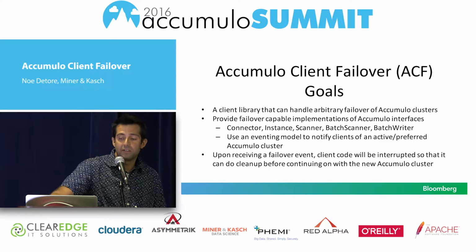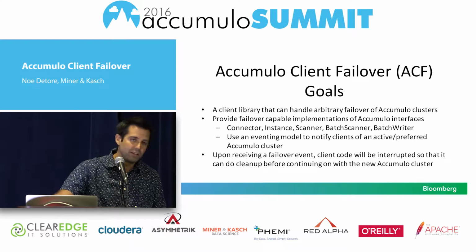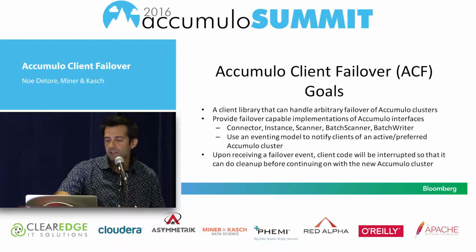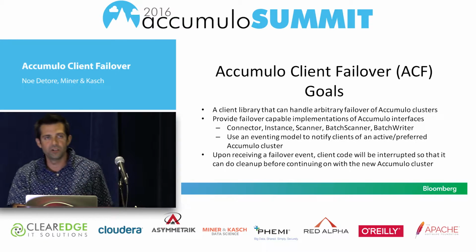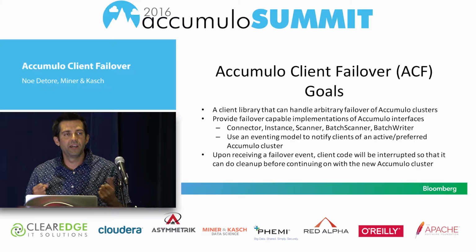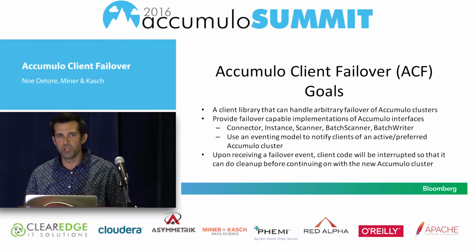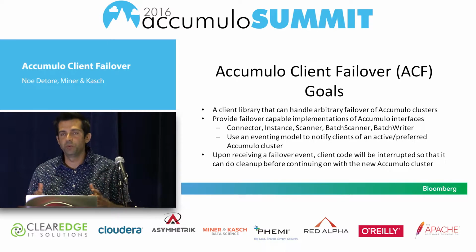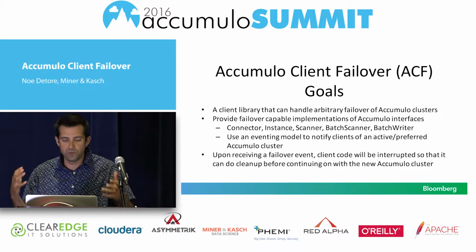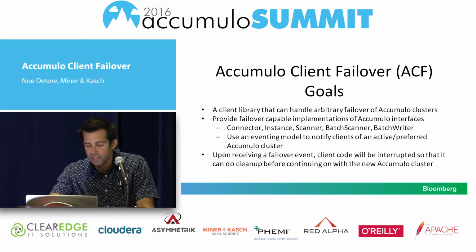Another big thing is that we wanted the API to pretty much mimic what users are using now. So all the instance, connector, scanners, batch writers, batch scanner, all those tools that we use today to communicate, write, and persist to Accumulo, we wanted it to be the same. We didn't want the users to have to learn a new API and understand how it works. We just said, let's keep it the same.